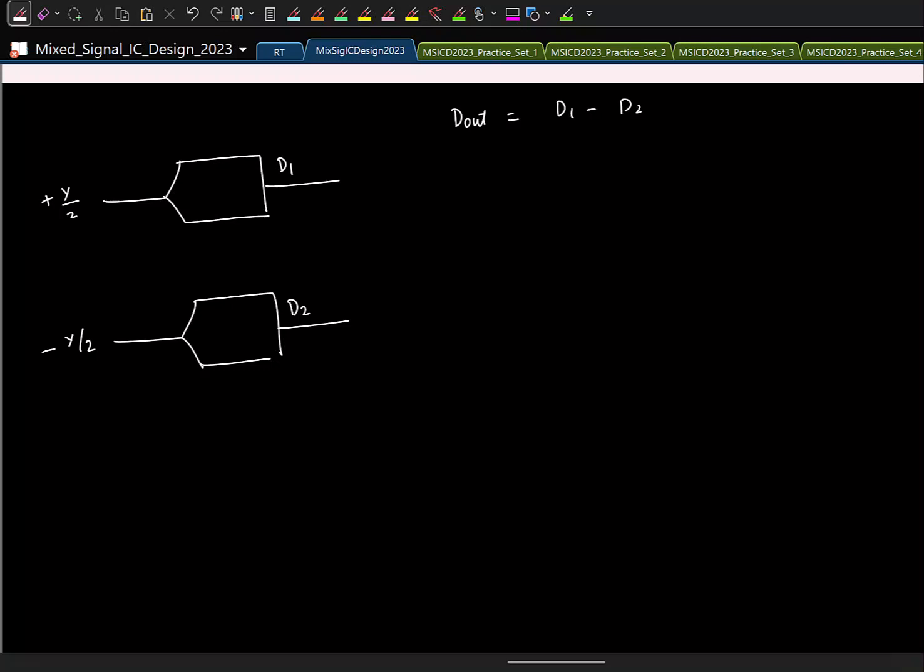Okay. So now if I look at D1, it's going to have plus the input plus quantization noise from the second stage by, let us say, G1D. Similarly, if I look at D2, that is going to have minus this, and Q2 has a different quantization noise, and let us say a different gain.